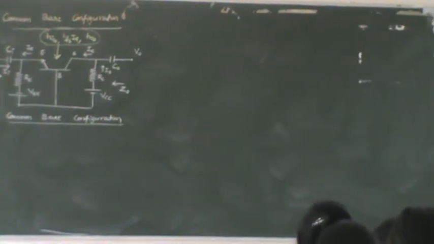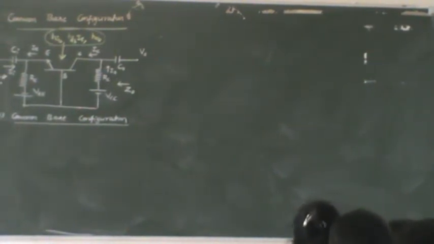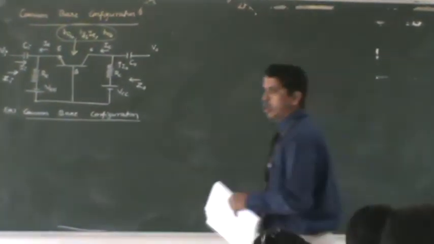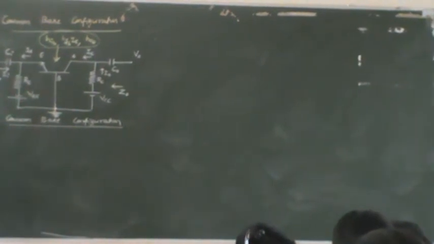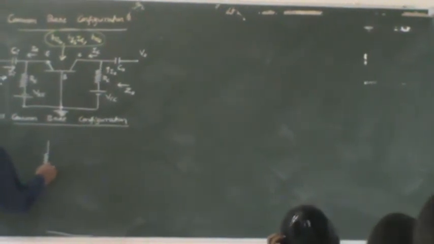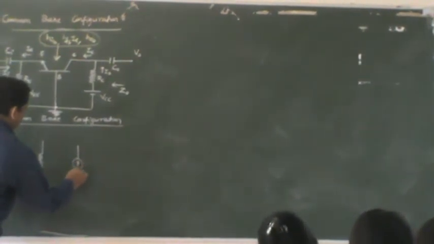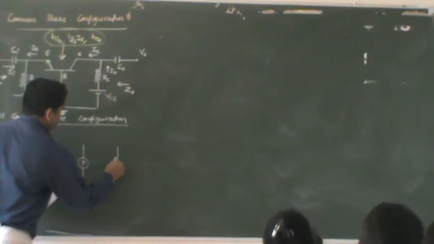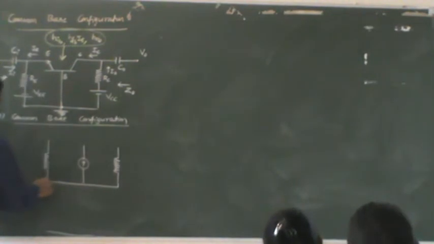We already know that DC sources, if you have them, just get grounded. So the two DC voltage sources get eliminated. For that, ground it here. Take the H parameter equivalent for this. First, let me replace the bipolar junction transistor with this hybrid equivalent.